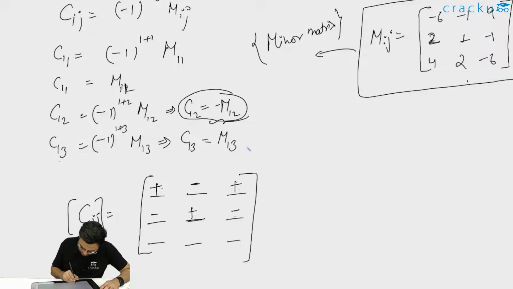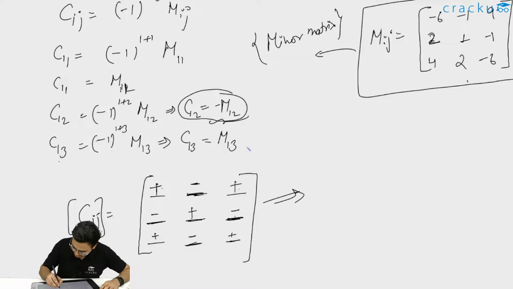Now this is C31. 3 plus 1 is 4, which is even, so this will be plus. Then C32: 3 plus 2 is 5, an odd number, so this will be minus. The sign will change for these four elements, from plus to minus. Now this is C33: 3 plus 3 is 6, again an even number, so this will remain positive. So what will be the Cij matrix, the cofactor matrix, for this one?